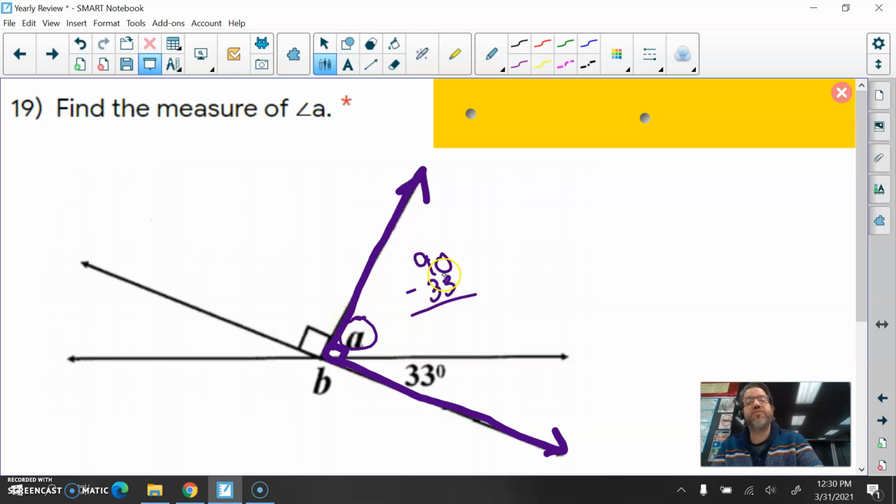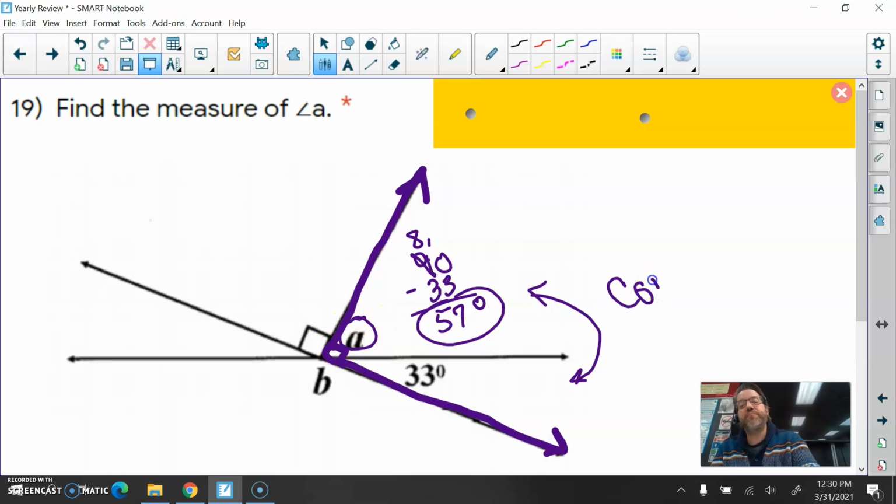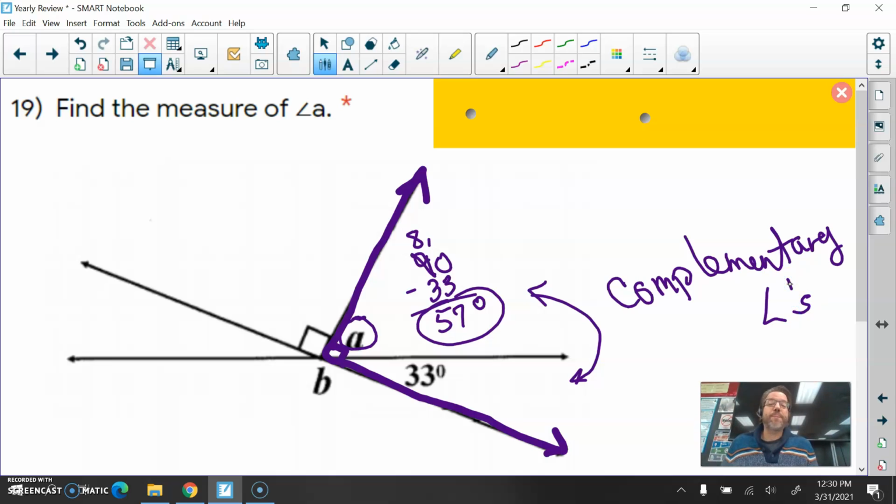All right, 3 from 0, well, I need to do some regrouping. Well, I'll make this 9 and 8. This becomes 10. 10 minus 3 is 7. 8 minus 3 is 5. So it turns out angle A is 57 degrees. 57 plus 33 does equal 90 degrees. These two angles right here, angles that total 90 degrees, are known as complementary angles.